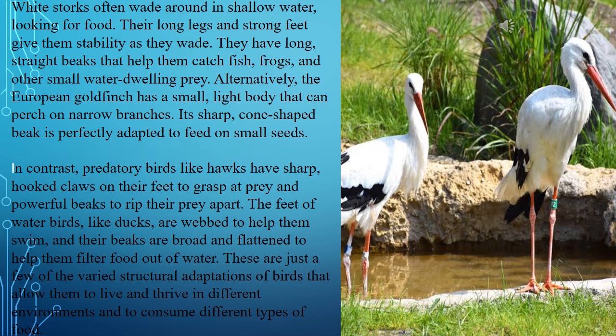In contrast, predatory birds like hawks have sharp hooked claws on their feet to grasp at prey and powerful beaks to rip their prey apart. The feet of water birds like ducks are webbed to help them swim and their beaks are broad and flattened to help them filter food out of water. These are just a few of the many structural adaptations of birds that allow them to live and thrive in different environments and to consume different types of foods.